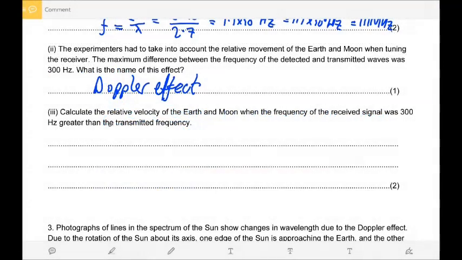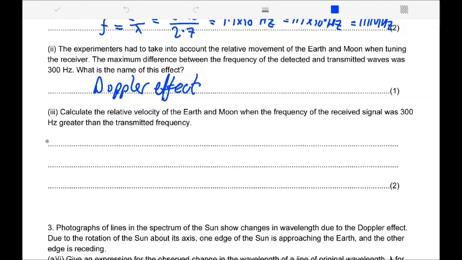Okay, next part. Calculate the relative velocity of the Earth and Moon when the frequency of the received signal was 300 Hz greater than the transmitted frequency. Well, as well as using delta lambda over lambda, we can also show relatively straightforwardly that this is also equivalent to delta f divided by f equals v over c. Therefore, v equals delta f over f multiplied by c.